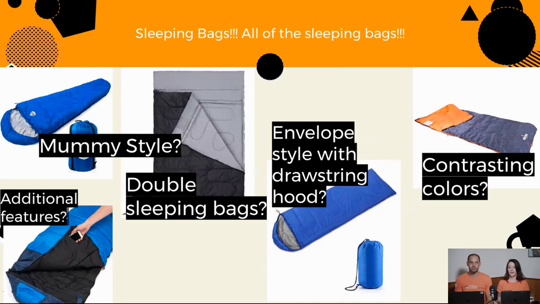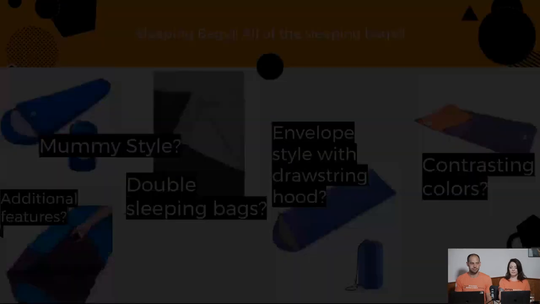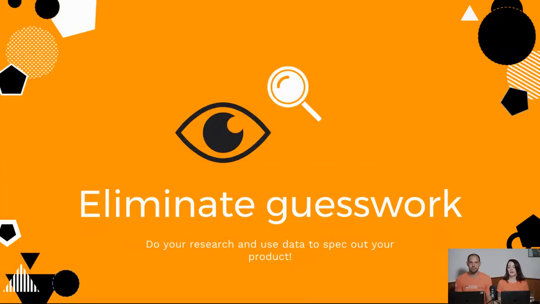So with that in mind, we want to eliminate the guesswork. And as Greg's already said, we need to look into the data to make sure that the specification I go with for this product is one that sells really well and generates lots of profit. We've got a huge goal. We're giving all of our profits to charity, so we really want to make sure we get this right.